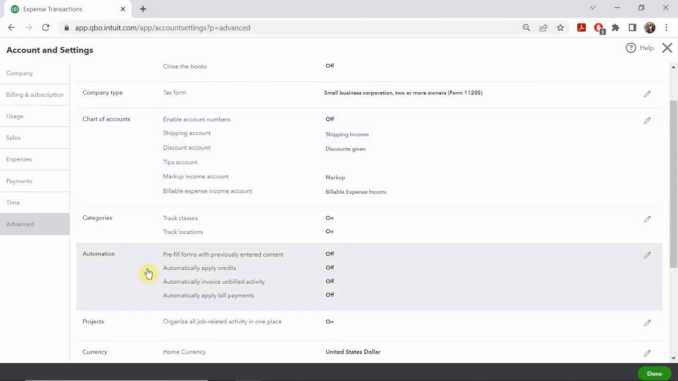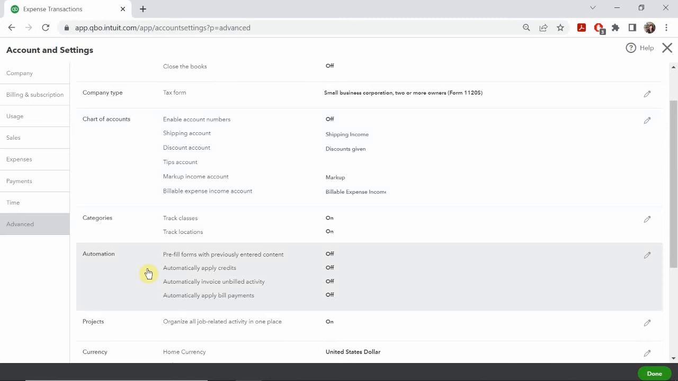Right? The second thing says right here, automatically apply credits. This means if you create a vendor credit, okay, it's going to automatically apply it to the bill. You want to avoid this because, again, if you're not keeping a really good track record of making your payments on time or making things on time, right?